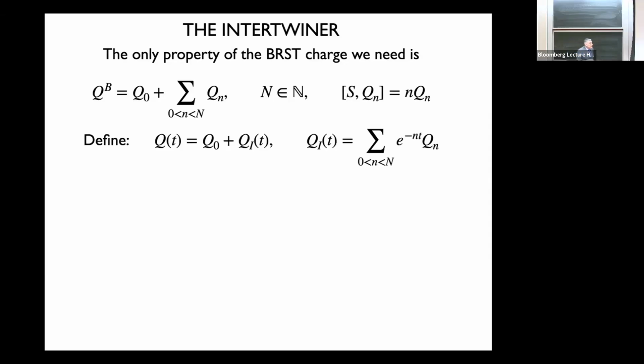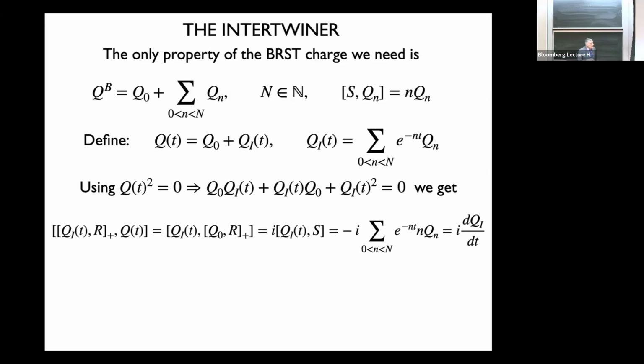And now we define some auxiliary quantities. I define a Qt, which is simply the BRS charge Q, but now where each term of charge n has been multiplied by e to the minus nt. This is some parameter.